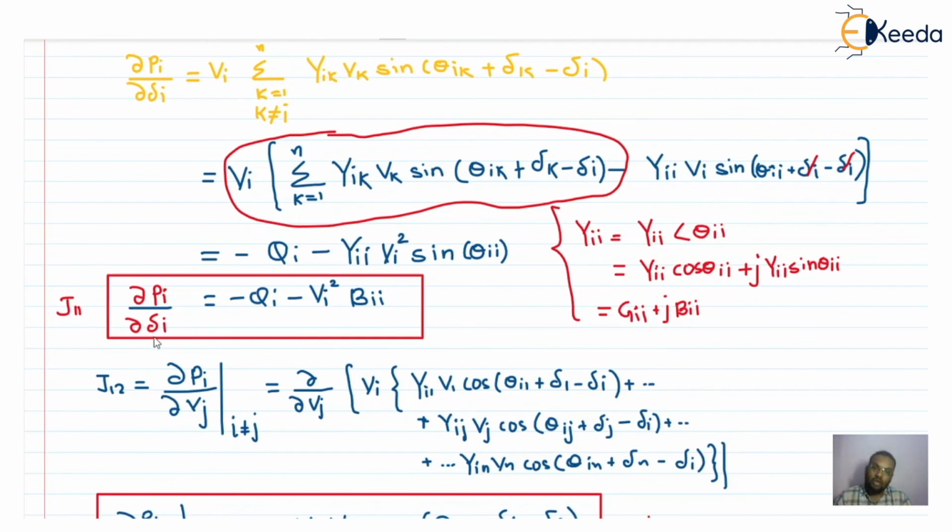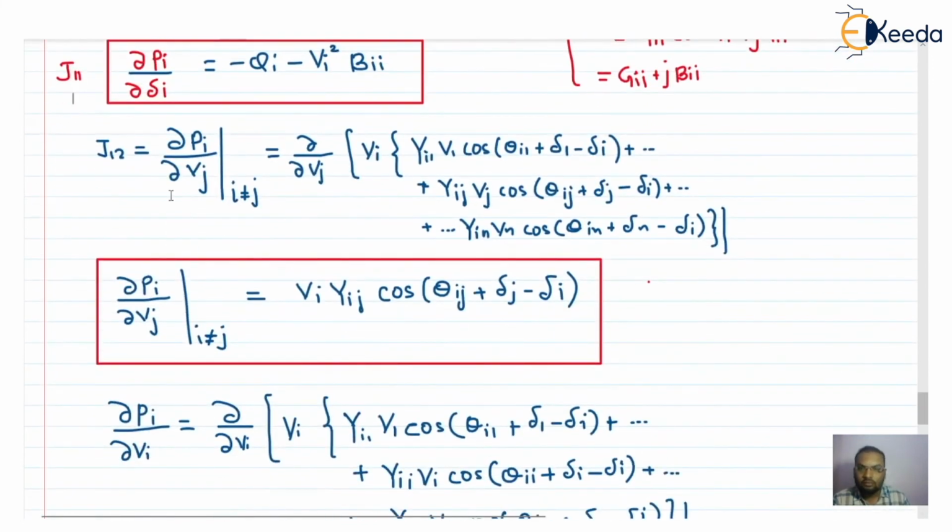In the same way we have to evaluate each term of the Jacobian matrix. I have done the same for J12. It is the partial differentiation of the real power with respect to voltage. You have to do the same thing: first for the off-diagonal term, then for the diagonal term. If you write Pi, expand it and differentiate it with respect to Vj, here we are getting the term Vj. The rest of the terms do not have Vj, so all those become zero. You only have to take the derivative of this.